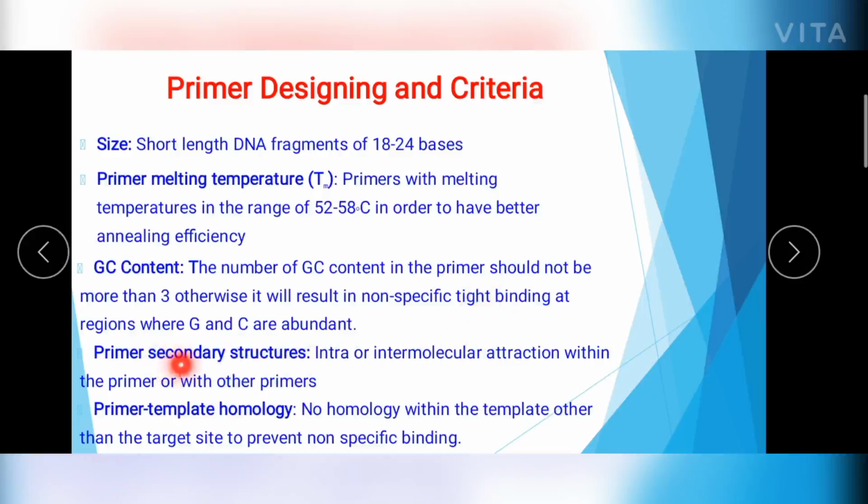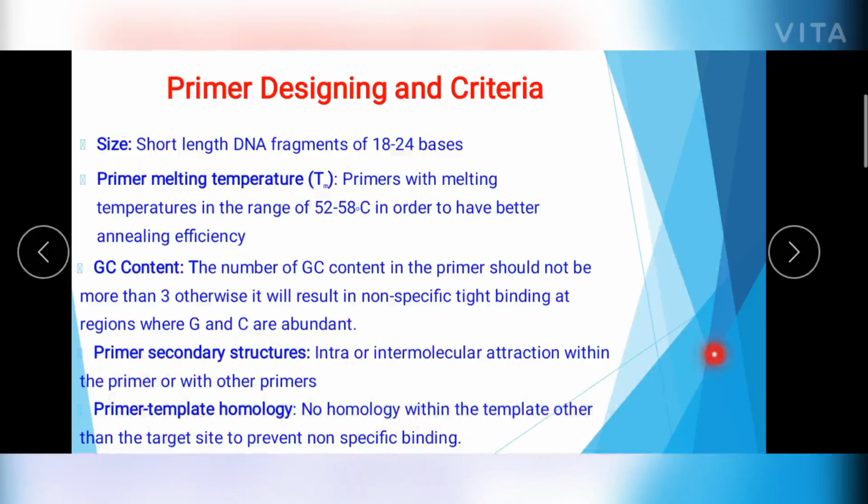The next feature is primer secondary structure. If there is complementarity in the bases within the primer or between the primer molecules, it promotes intramolecular base pairing or intermolecular base pairing. In order to avoid that, you should take care that complementary bases are not present within the primer molecules. Then the next one is primer template homology.